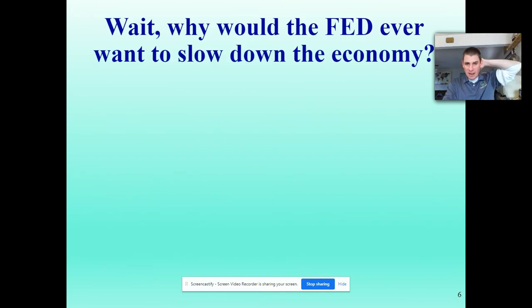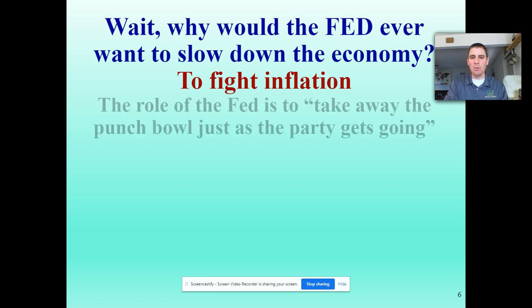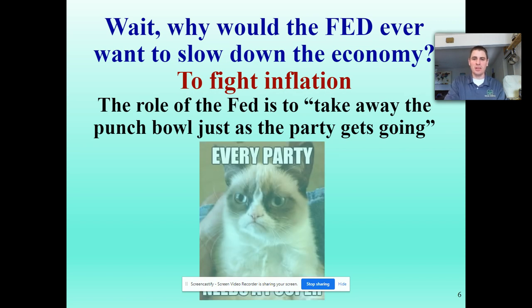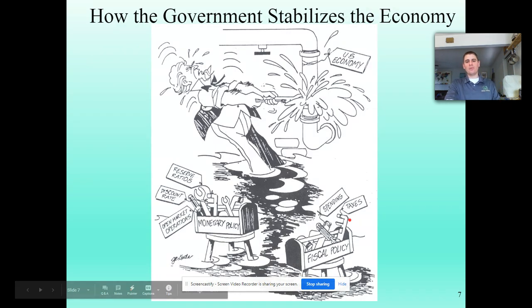Wait, why would the Fed ever want to slow down the economy? Well, if we're in an inflationary period, right, our economy is cooking too fast, we would want AD to shift to the left to get us back to full employment, to stabilize the economy. It's a funny quote: the role of the Fed is to take away the punch bowl just as the party gets going, in which case it would be seen as a party pooper. But that's the role of the Fed.